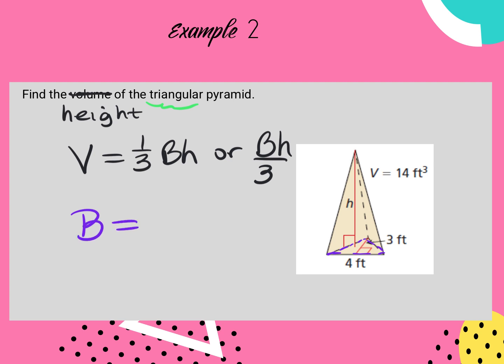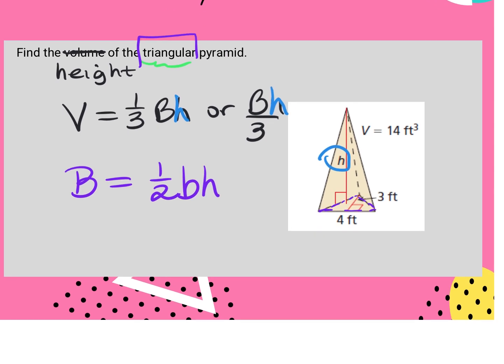And since my base shape is a triangle, I'm going to be doing 1/2 base times height. Now, this height is different from the height we're solving for. We're looking for this height, which is the height of the entire pyramid. So the BH that's in purple is just the height in the base of the triangle. So notice right here next to the right angle, this is going to be the height of my base triangle, and this will be my base.